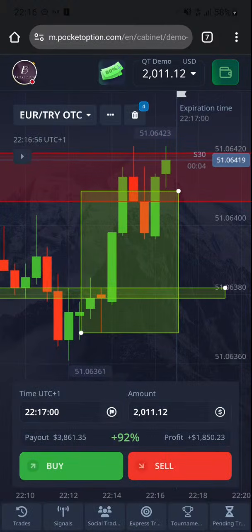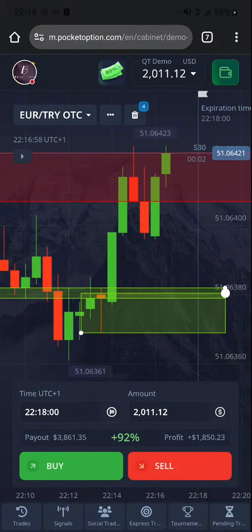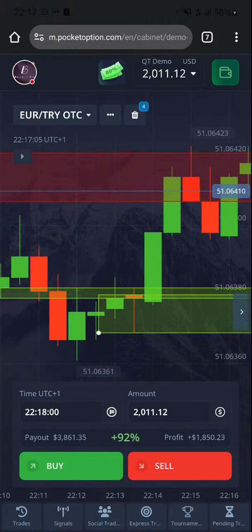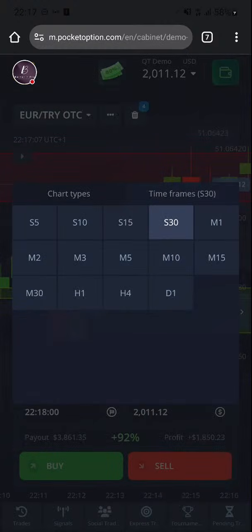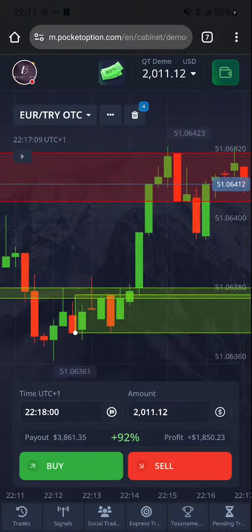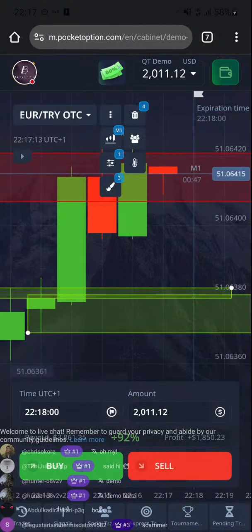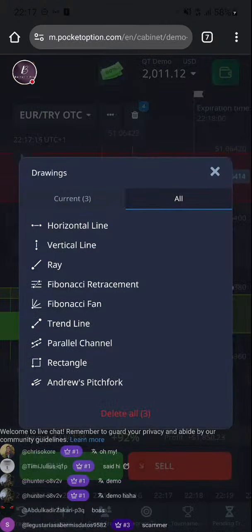But sometimes it's not about looks. You understand? So don't be deceived by how crazy the setup looks. Do your research, look into that setup, make sure that it has all the confirmations you need. Then you take a trade based on that. You understand?